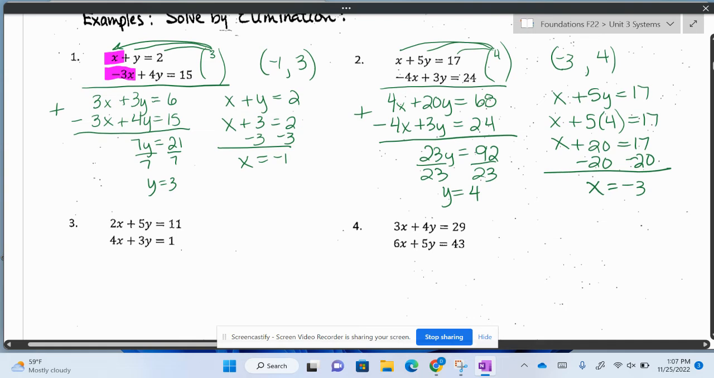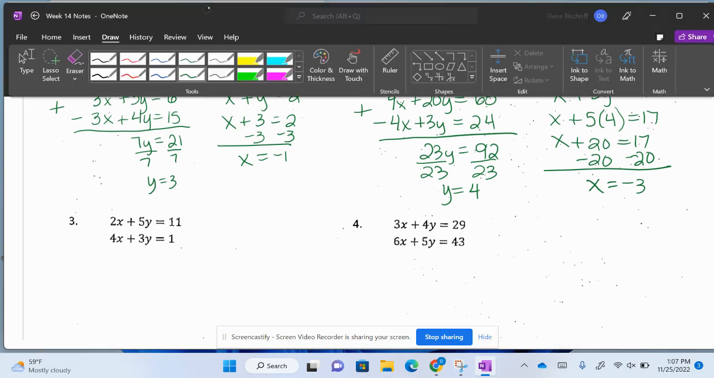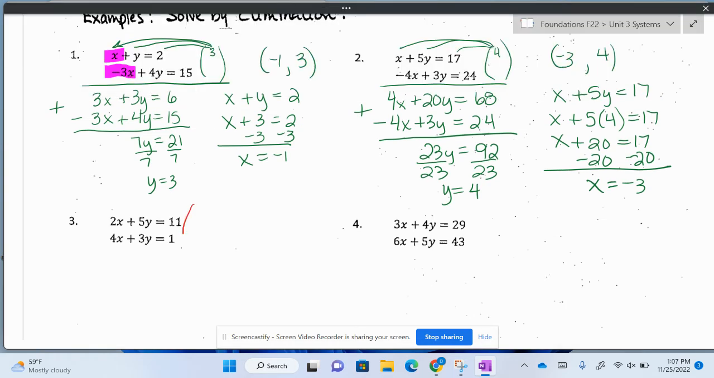All right. For example number 3, I'm going to try and get rid of the y's just to change it up a little bit. So I'm going to multiply the top equation by a positive 3 and the bottom equation by a negative 5. So let's see. 3 times 2x is 6x. 3 times 5y is 15y equals 3 times 11 is 33. Equation number 2, negative 5 times 4 is negative 20x. Negative 5 times 3 is negative 15y. Negative 5 times 1 is negative 5.